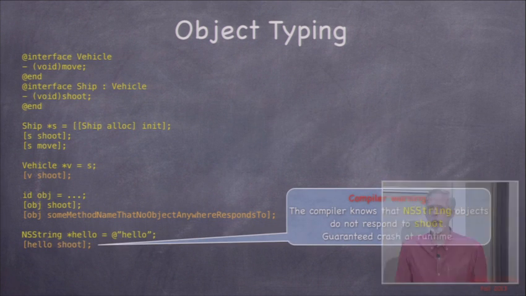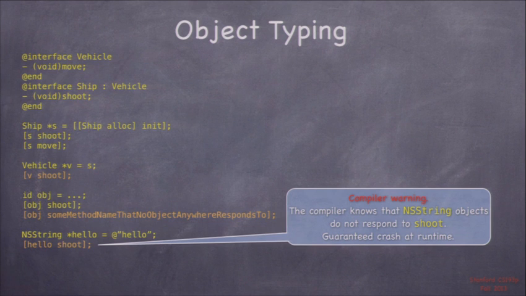So let's say I had an NSString star hello, and I'm going to make it equal to @"hello". If I say hello shoot, the compiler is obviously going to warn me and say strings don't respond to shoot. And at runtime, this would crash, because of course strings don't respond to shoot. Okay, so this is all good. This is the way we want things.